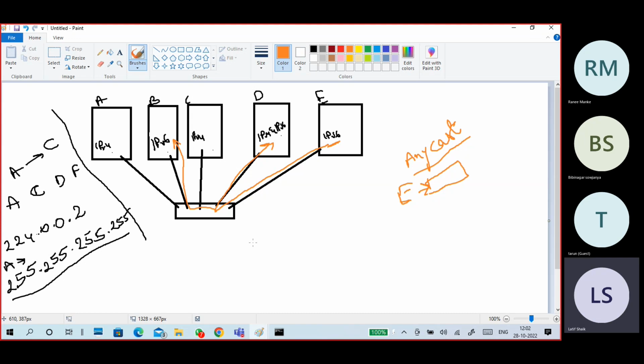Those who do not have IPv6 inside, you can see this one does not have IPv6. IPv6 is not there. IPv6 is not there. So they don't get these packets. That is called anycast.